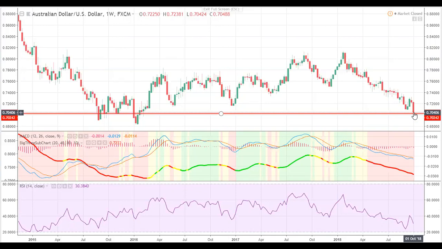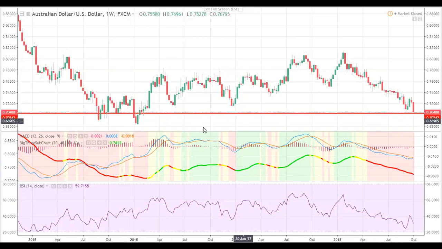That's roughly about 1,100 pips dropped for the year, okay? So the reason why I'm saying there's a massive opportunity developing here is, if you have a look at this and my red line that I've drawn, this will act as a support for us. So 0.70 will act as a support, right?